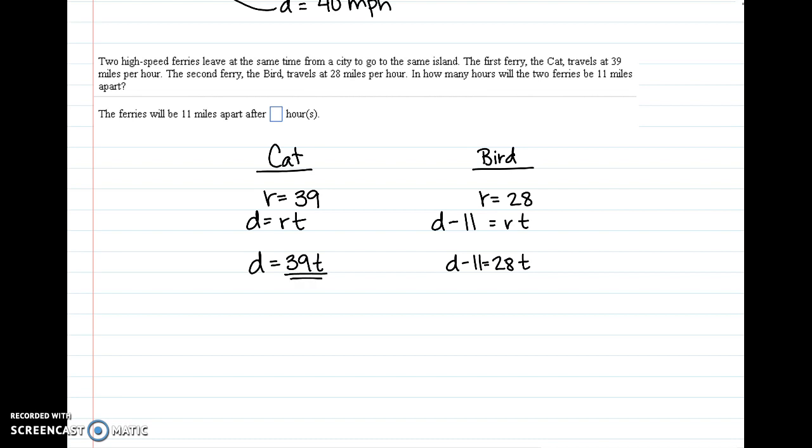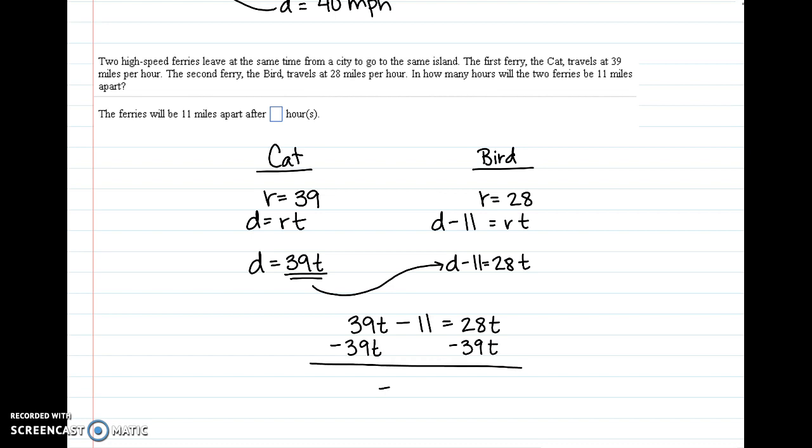But luckily for me, I know that I can plug in. We know how to substitute to solve equations. So we get 39T minus 11 equals 28T. And I can subtract 39T from both sides, and I get negative 11 equals negative 11T. Divide both sides by negative 11, and I get T equals 1 hour.